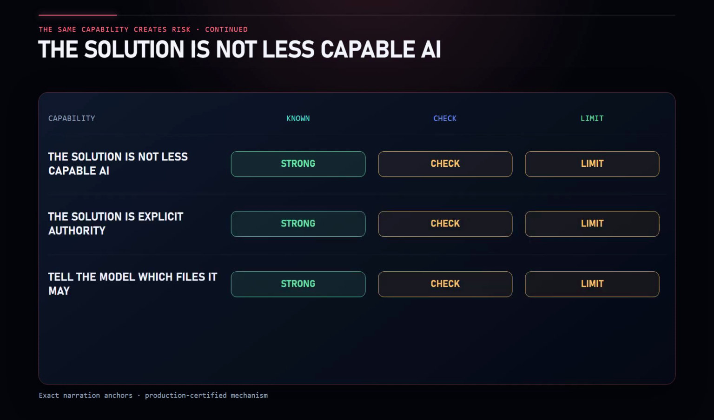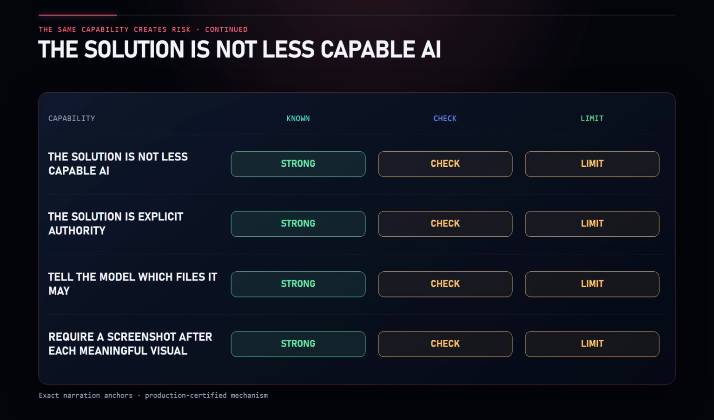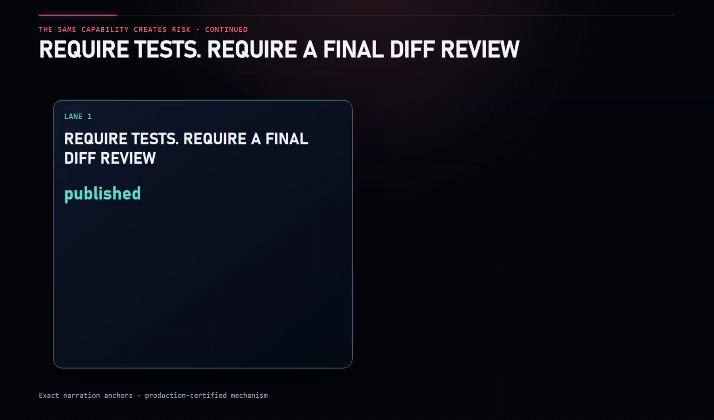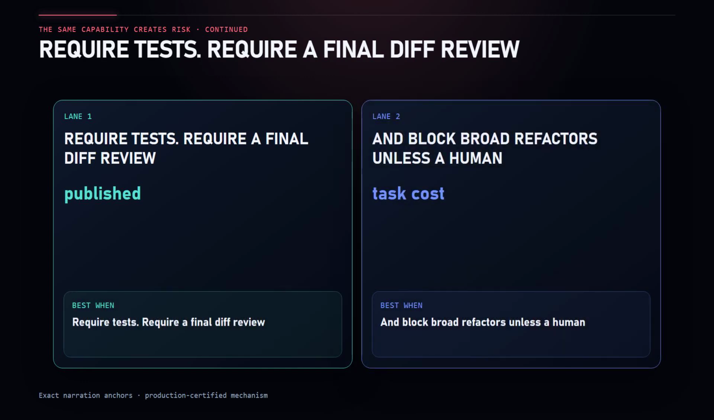Tell the model which files it may change. Require a plan before editing. Require a screenshot after each meaningful visual change. Require tests. Require a final diff review. And block broad refactors unless a human approves them.